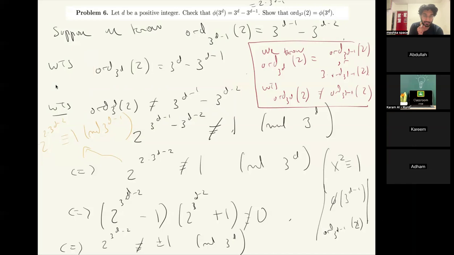We have concluded that 2 to the 3 to the d minus 2 is equivalent to minus 1 mod 3 to the d. Can this contradict the induction hypothesis? So you're saying we assume 2 to the 3 to the d minus 2 is congruent to 1 or something? And could this contradict the induction hypothesis?